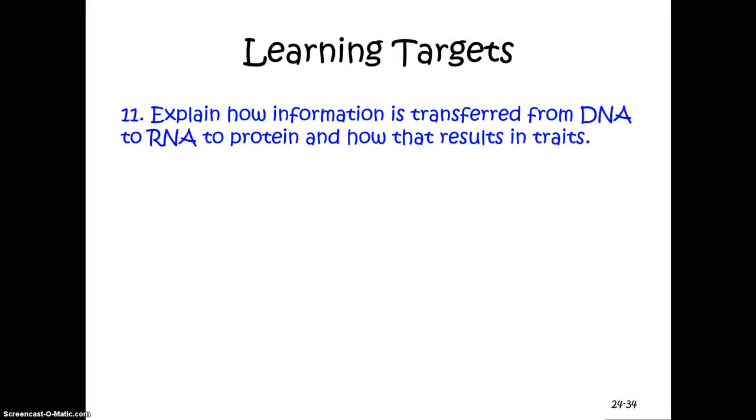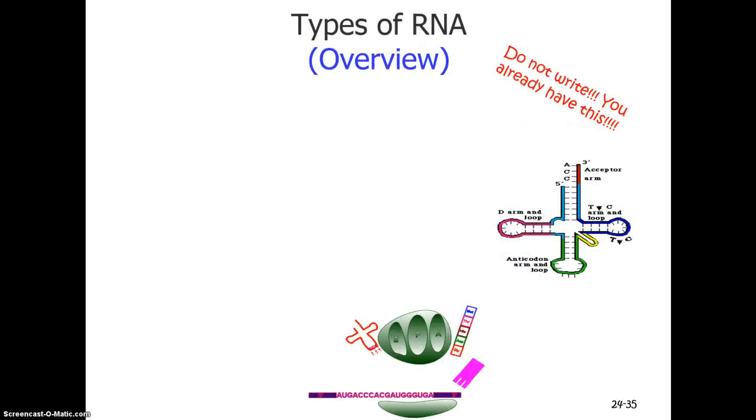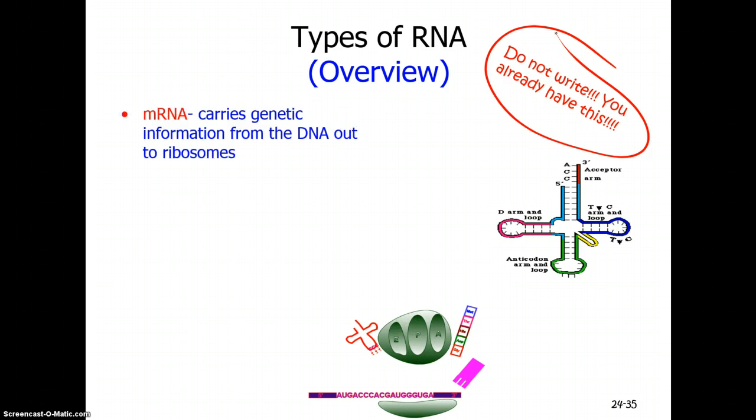So our learning targets: we're going to talk about how information goes from DNA to RNA and then protein, and how in the world that results in a trait. Then we're going to talk about the process of translation, including the roles played by the different types of RNA. So, different types of RNA. Please note, don't write, you already have this information. This is just review.